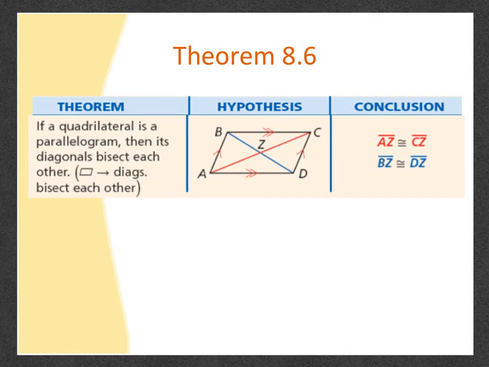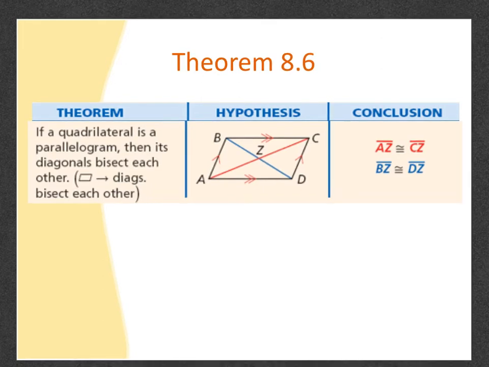Okay, and then the last property of a parallelogram is that if a quadrilateral is a parallelogram, its diagonals bisect each other. So the diagonals are going to connect the non-consecutive vertices. They go straight across, making an X. And they bisect each other, which means in this diagram, BZ would equal ZD, and AZ would equal ZC.